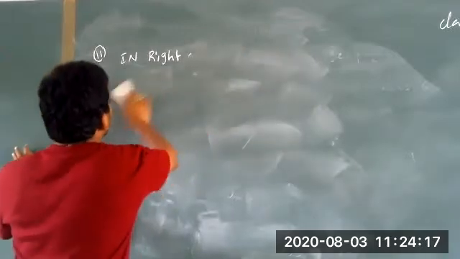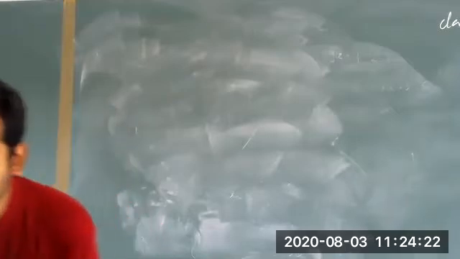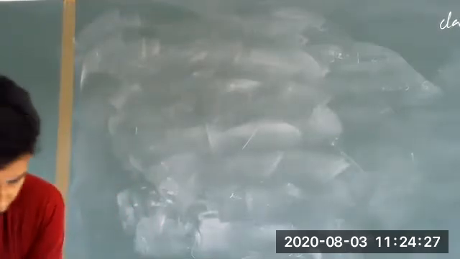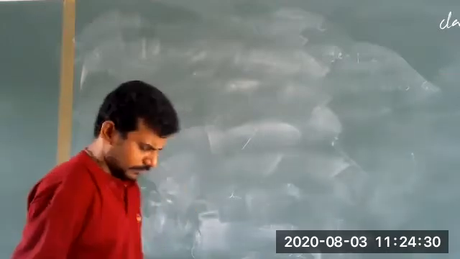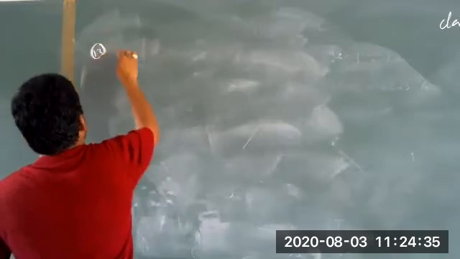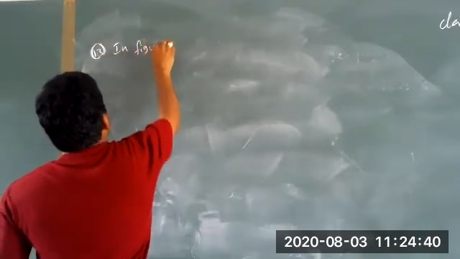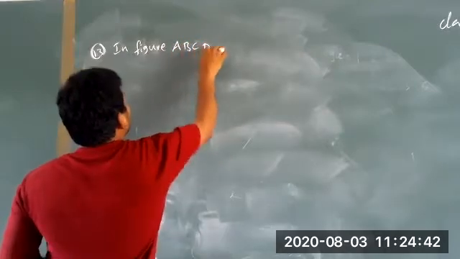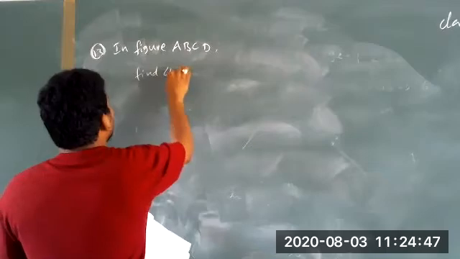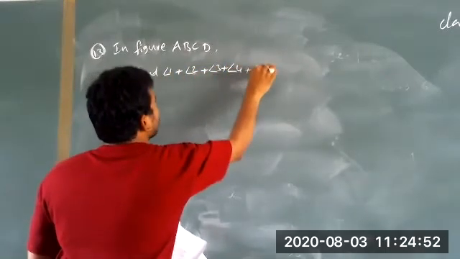These all problems are a little bit hard. So after completion of this video lesson, you have to practice all problems one by one. 13th, in figure ABCD, find angle 1 plus angle 2 plus angle 3 plus angle 4 plus angle 5.